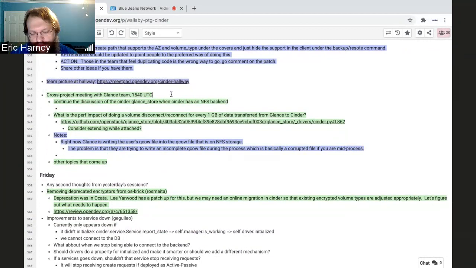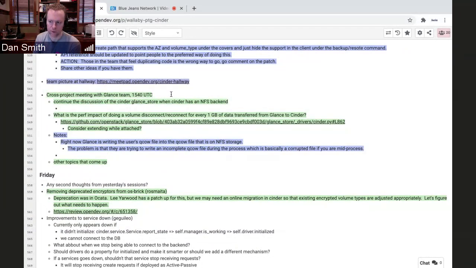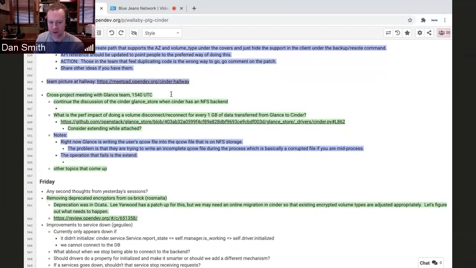Sorry, yeah. So the operation that actually fails is the extend, right? Yeah, but the reason that fails is because we are halfway through writing the user's QCOW stream into a QCOW file and then asking Cinder to interpret that QCOW file as a non-corrupted QCOW file, which can't happen, right? Because it's not complete yet.